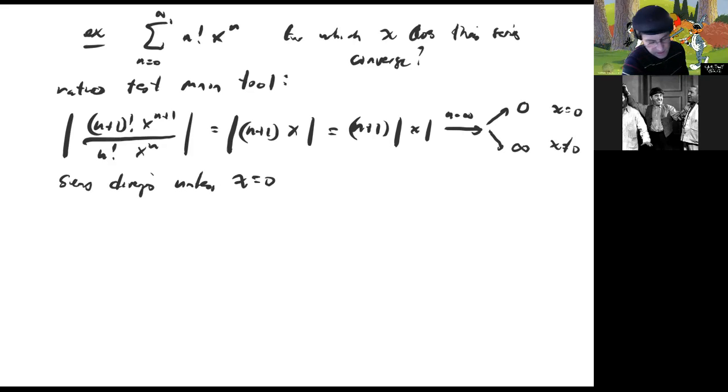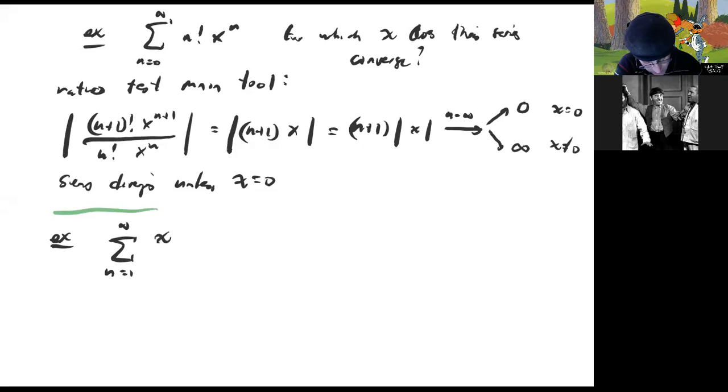So that's the example. Let's try another example to see that different phenomena can occur. So let's consider the sum, n goes from, say, 1 to infinity. We have to start with 1, you'll see in a moment. (x minus 1) to the n over n.